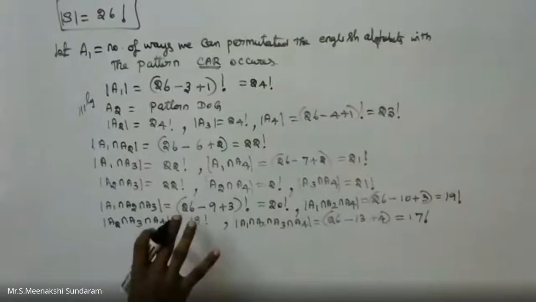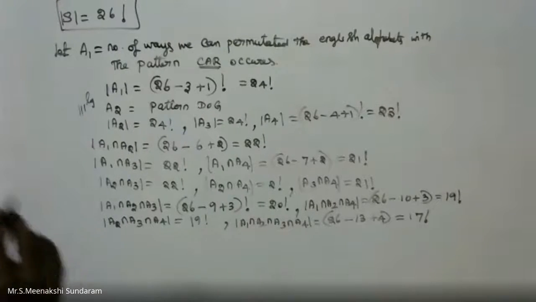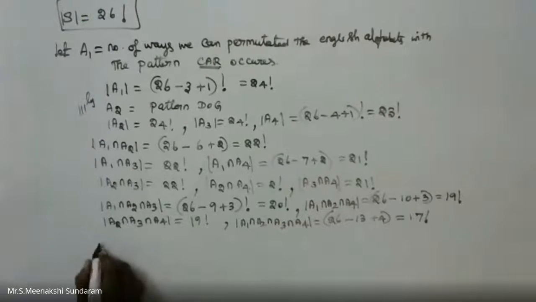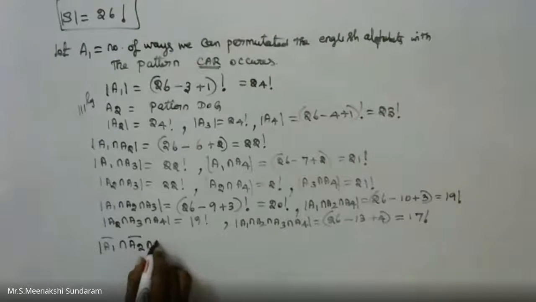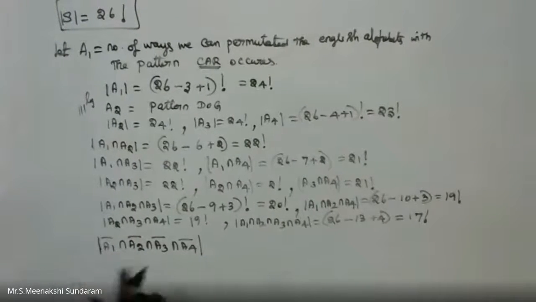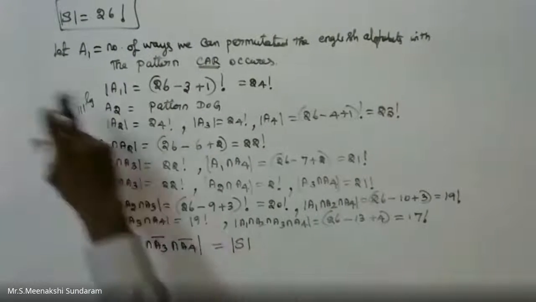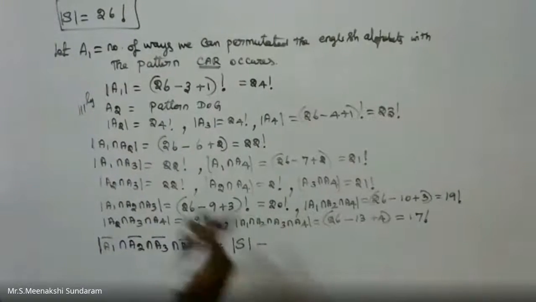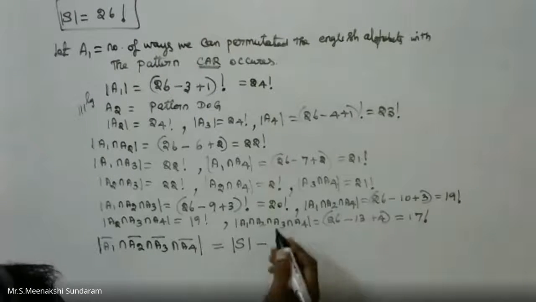Yes, sir. The next question is asking how many possible characters will come. But the question is asking that none of the pattern occurs, that is, A1 bar intersection A2 bar intersection A3 bar intersection A4 bar. That is the case where none occurs. We can identify the total possible, S, minus the number of ways all the cases can occur. We already studied the inclusion exclusion formula.